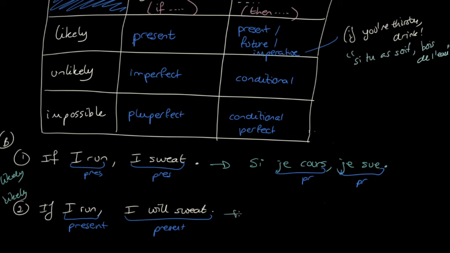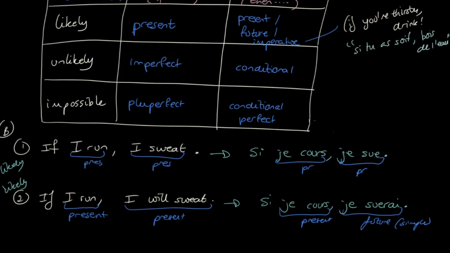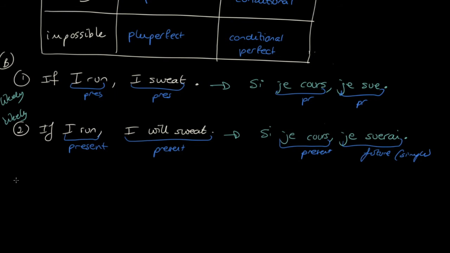So in French then, if I run, same as above. Si je cours, present tense. I will sweat, so I want my simple future. So je suerai. Yeah, so that's my simple future. That's my present. Okay, si je cours, je suerai. Next one then. We're going to have an unlikely scenario here.